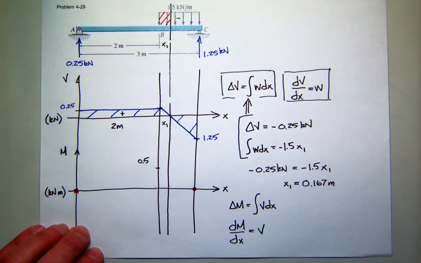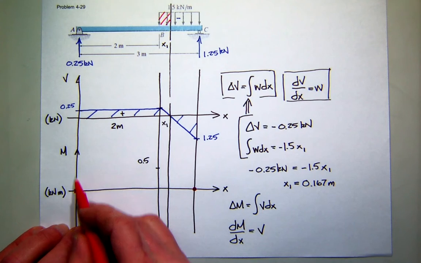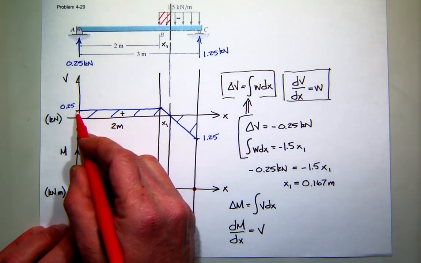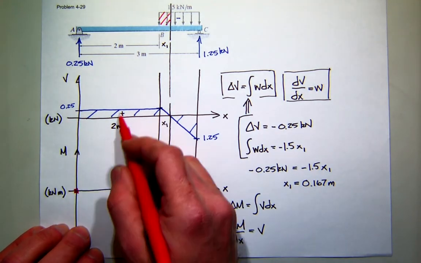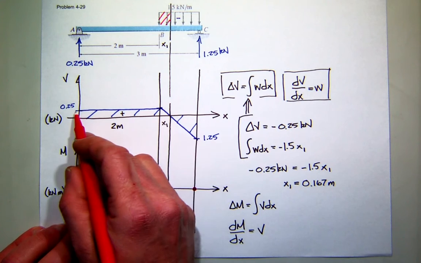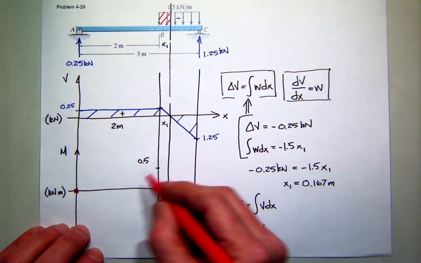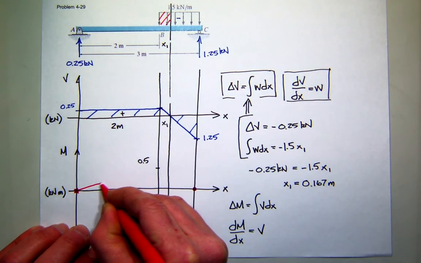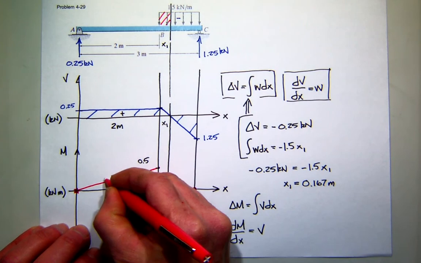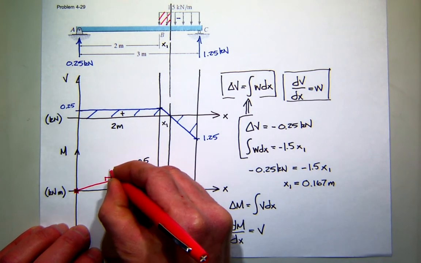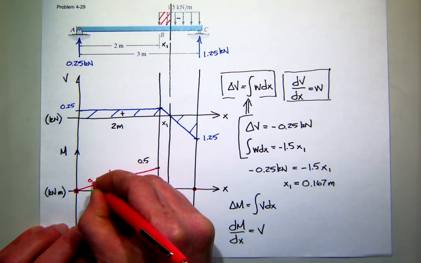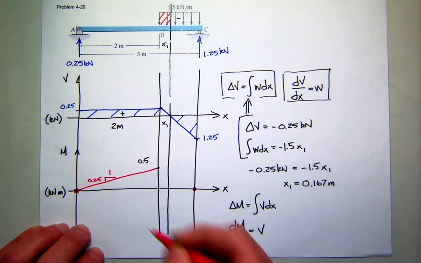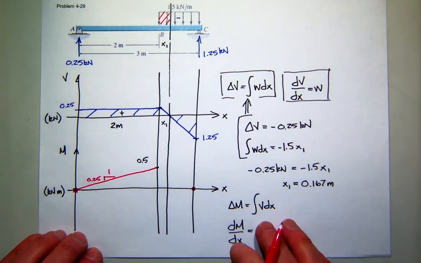Okay? What's the shape of that curve? Well, according to this, the slope of the moment diagram is equal to the shear. What's the value of the shear here? Positive 0.25. What's the value here? Positive 0.25. You can see it's constant. Positive. So you get something like that. In fact, if you actually checked it out, you would see that it is 0.25 to 1. That's the slope.